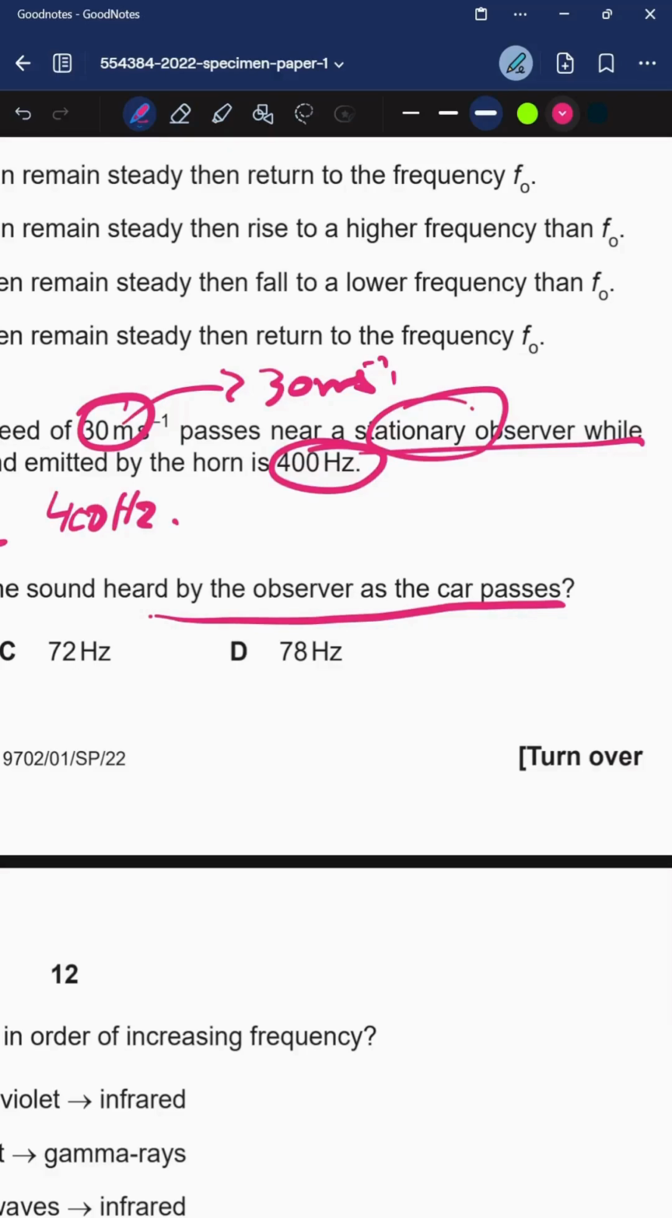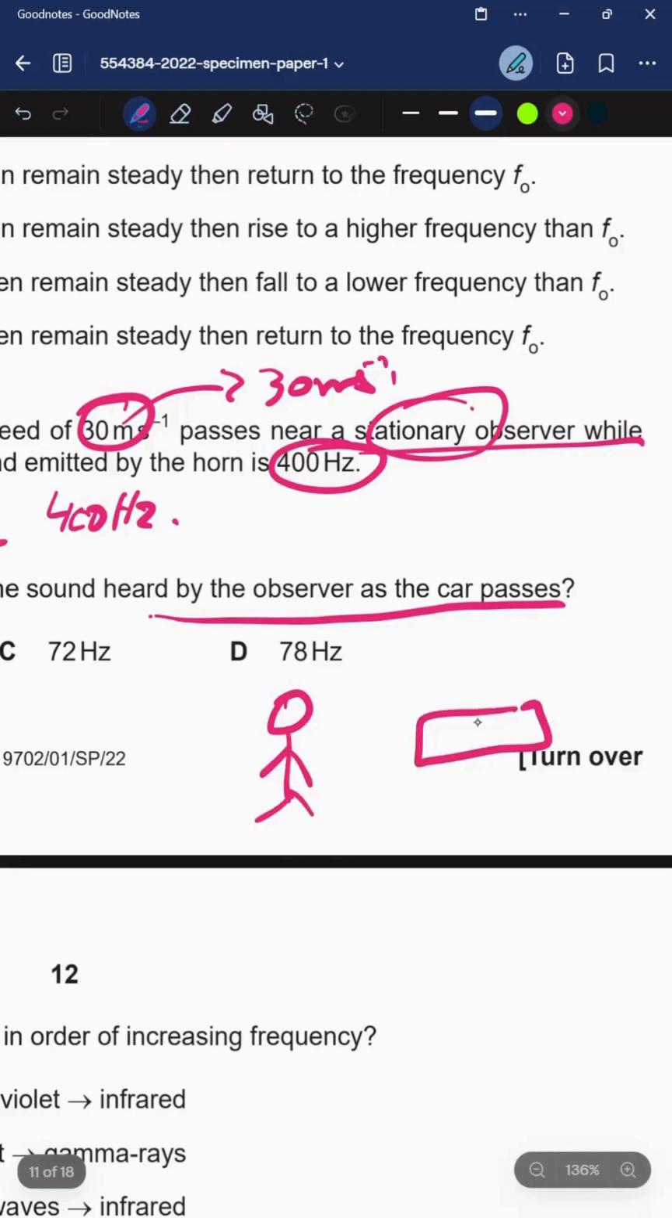Now remember, it's a natural phenomenon that whenever an object moves while it is emitting some sort of waves, the frequency of the original emitted wave will be different as observed by the observer. It is going to be higher or lower depending on the direction the object is moving. For example, if the car is moving towards the observer, the observed frequency will be higher than the original frequency. If in this case it is 400, then the observer will receive more than 400 hertz.